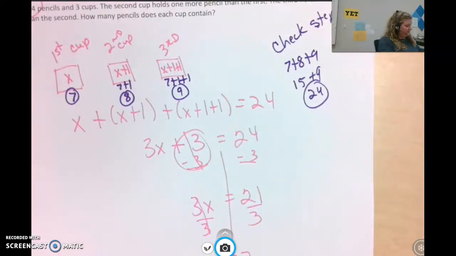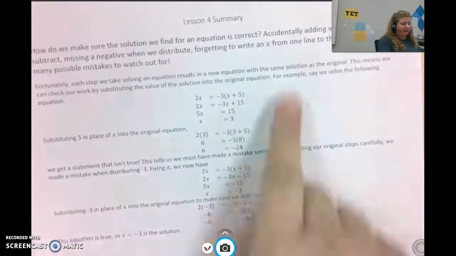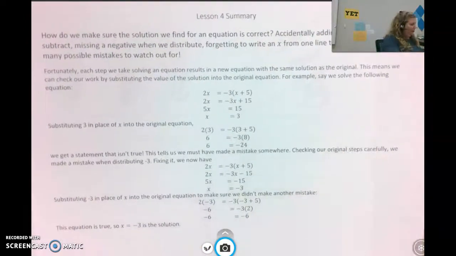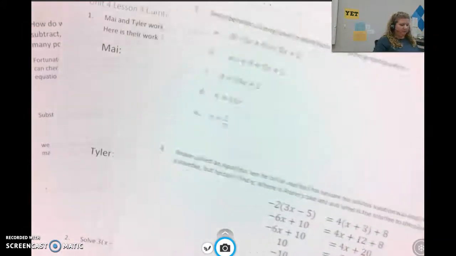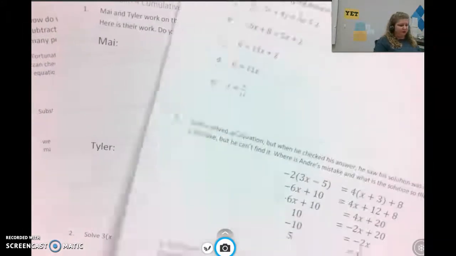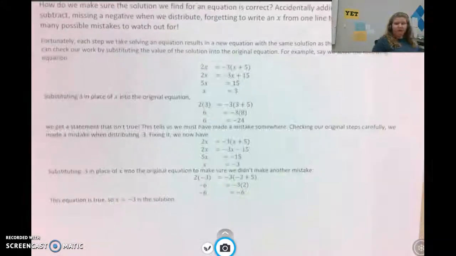That is all of this lesson. You still have your summary, and then you have a problem set to work out. Quite a few problems on the problem set, 5 questions. So, go ahead and do that.